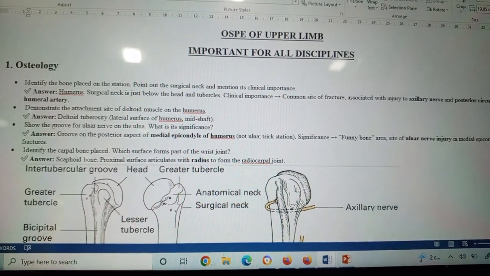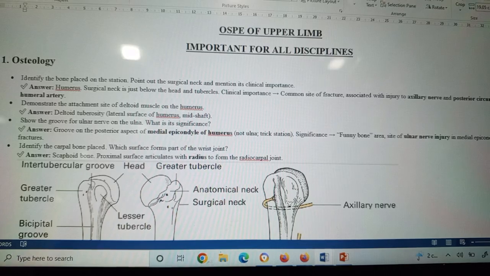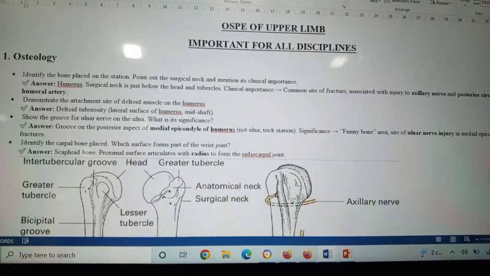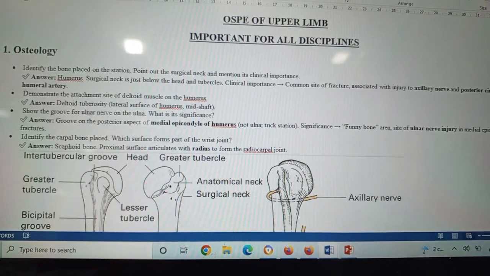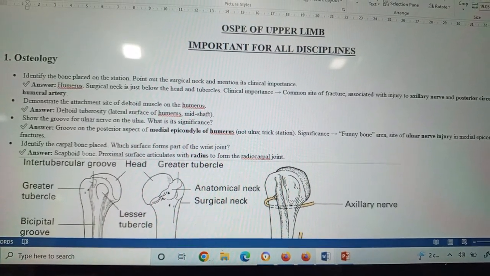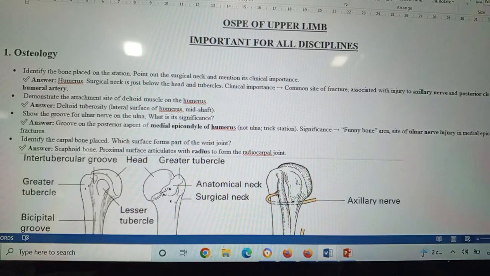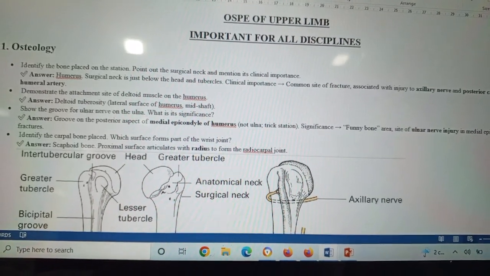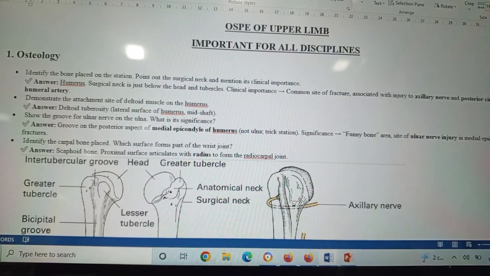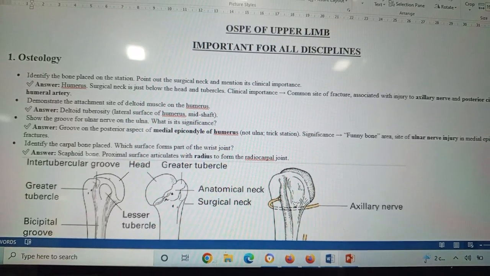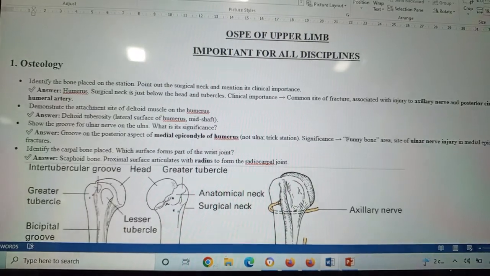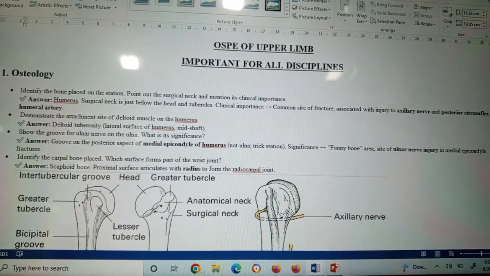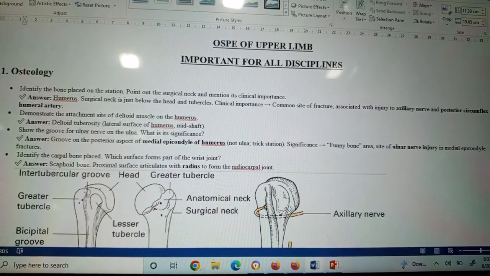First spot can be given to you on the humerus. Identify the bone placed on the station. It might be the humerus, and the facilitator can ask you to point out the surgical neck and mention its clinical importance. The surgical neck is present just below the head and the tubercles. You very well know there are two tubercles on the humerus, greater tubercle and lesser tubercle. Its clinical importance is that it is a common site for fracture associated with injury to the axillary nerve and posterior circumflex humeral artery.